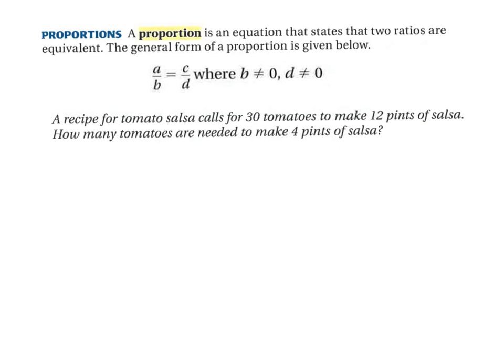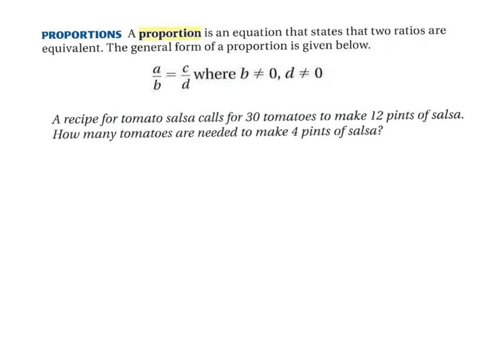Now we can use two different ratios to write a proportion. A proportion is an equation that states that 2 ratios are equivalent. The general form of a proportion is shown here when we have one ratio, A over B, set equal to another ratio, C over D, as long as B doesn't equal 0 and D doesn't equal 0, right? Because you can't have 0 in the denominators.